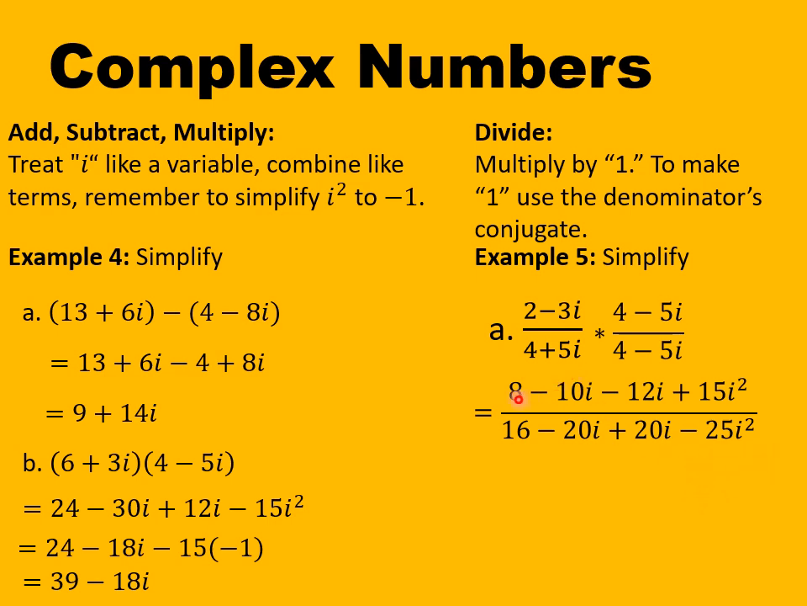On top, that's going to have us 8 minus 22i minus 15. 8 minus 15 is negative 7, and then 16 plus 25 on the bottom is 41. That would be our end answer.